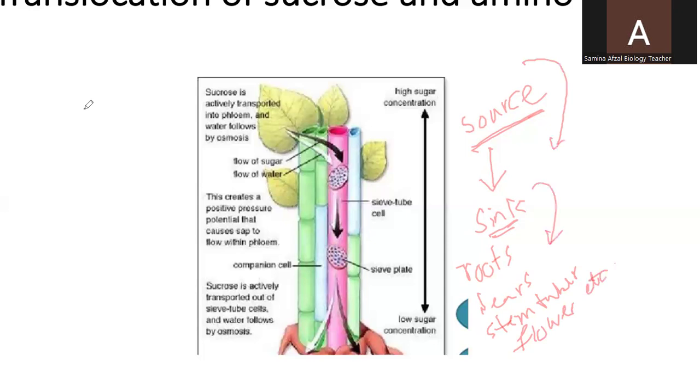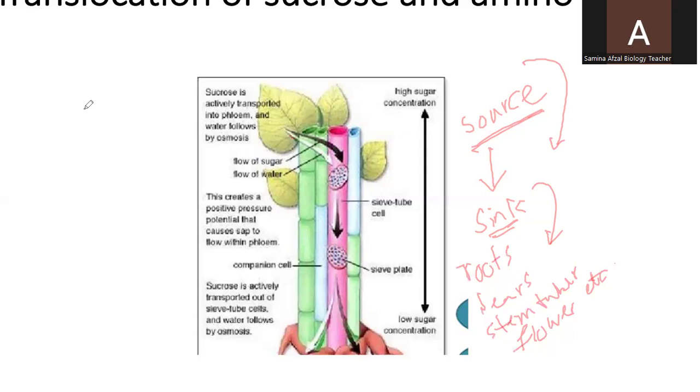When food has to move, it moves through the phloem vessels. And the phloem vessels have companion cells. Companion cells have a nucleus, which helps the phloem cells to move the food from the leaf towards the other parts. When food enters into the phloem, it is in very high concentration. So at that time, xylem has higher water potential.